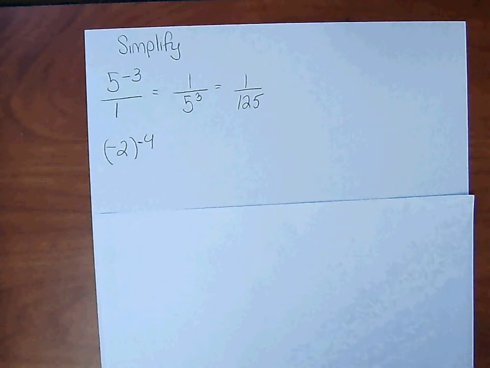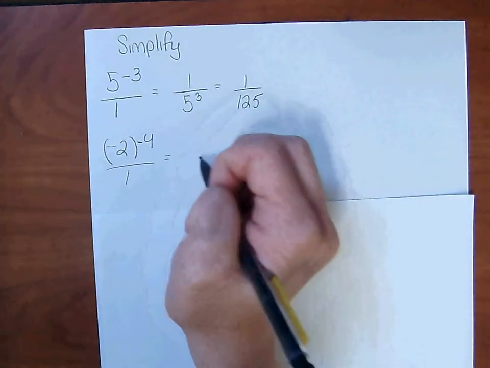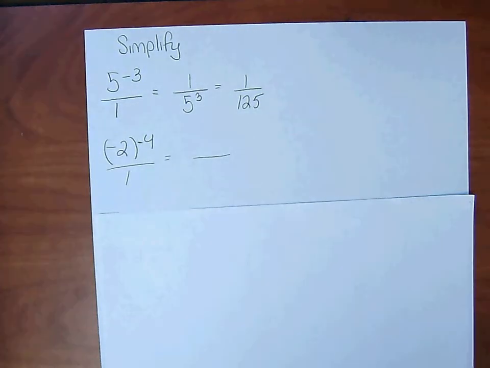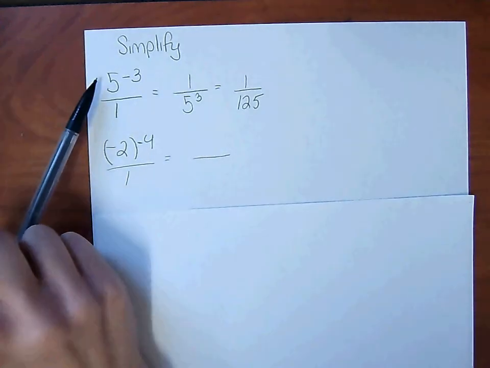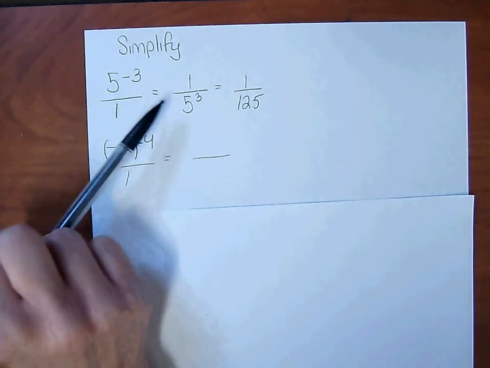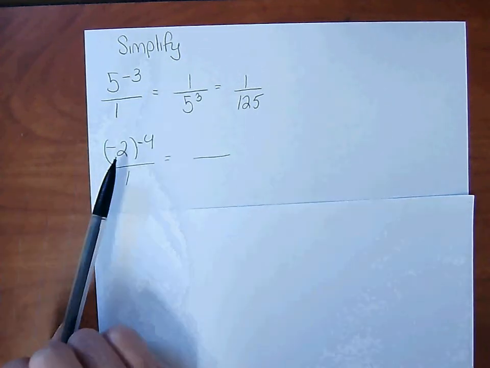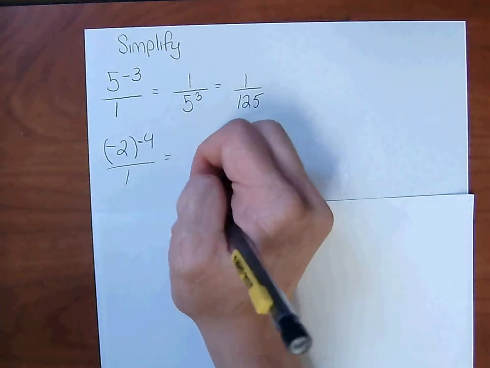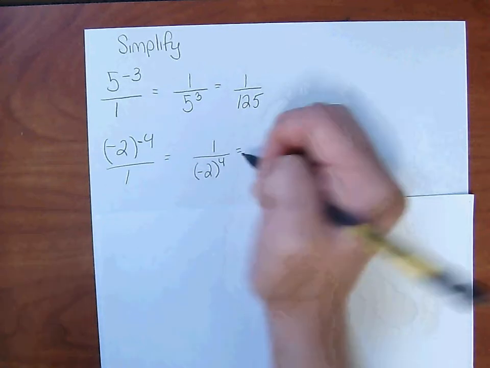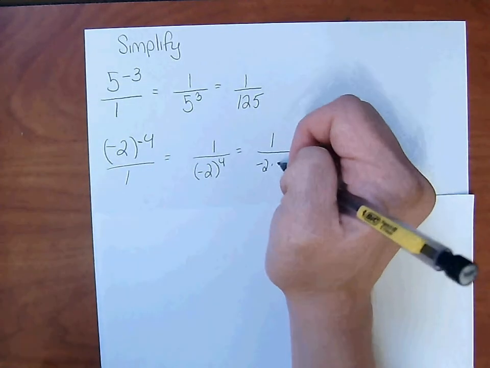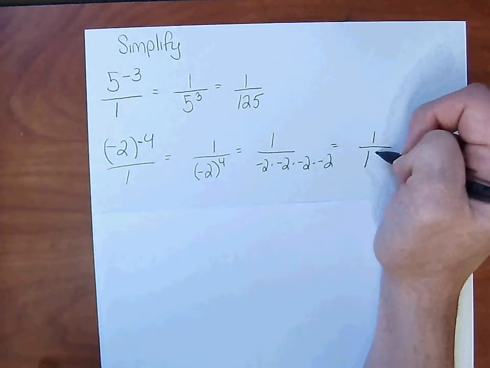Negative 2 to the negative fourth power. Again, make the number a fraction. The exponent is negative in the numerator, so we're going to move it to the denominator to become positive. Now notice in the first example, 5 was a positive 5, and it stayed positive when we moved it to the denominator. It's the exponent that's changing. So same here. The 2 is negative. It's going to stay negative, but the exponent of negative 4 is going to change to a positive 4. So work that out. That's negative 2 times negative 2 times negative 2 times negative 2, 1 over 16.